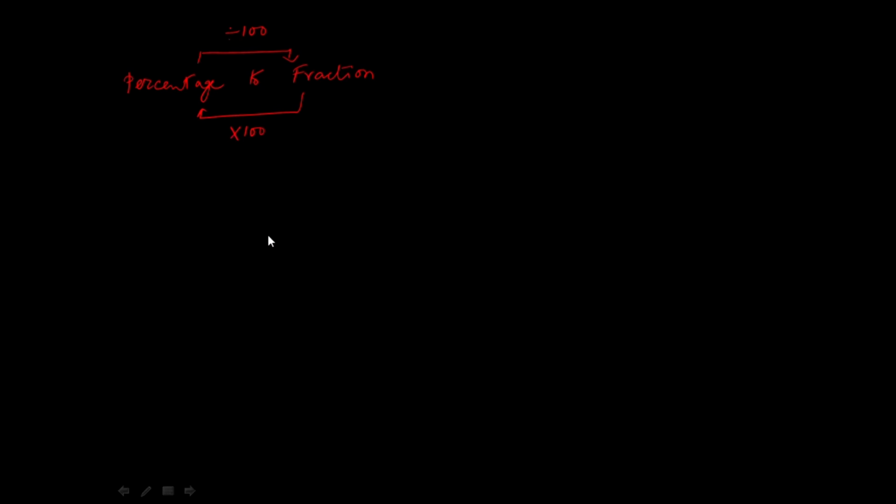For an example, we know 10%. What does 10% resemble? 10% means 1 by 10. How does that come? 10 by 100. So it's 1 by 10. So this percentage means divided by 100. When we take 30%, suppose, this percentage means 30 by 100, right? So it will be 3 by 10.